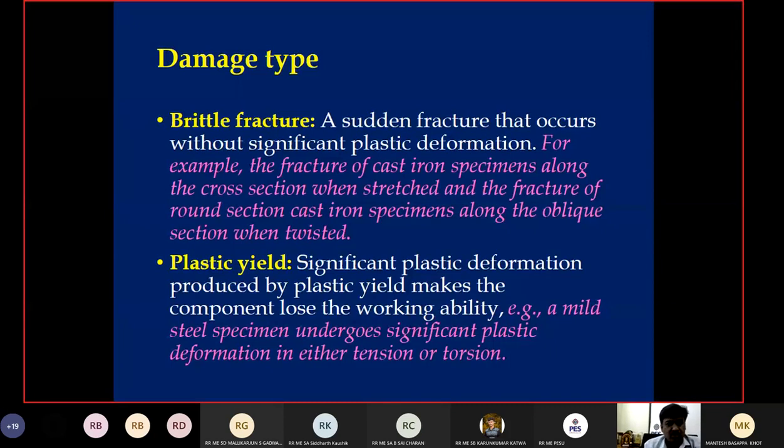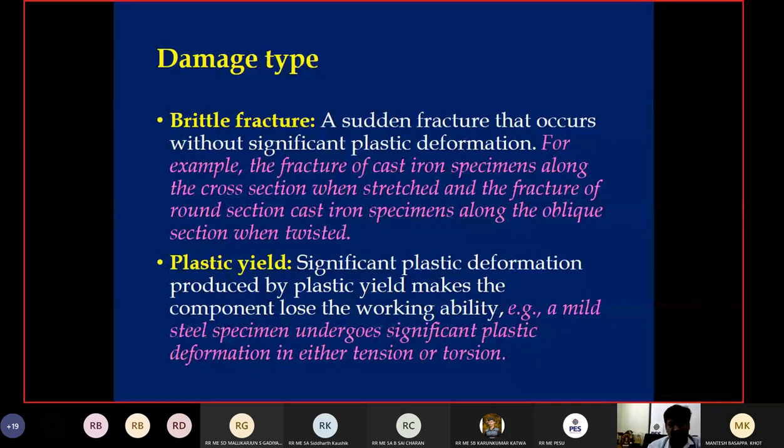You have various types of failures, but I've just included two: brittle failure and plastic yielding. Brittle fracture happens when the material does not deform as much as we expect, but has a marginal or negligible deformation, so it looks like a sudden break. That is a sudden fracture that occurs without any significant plastic deformation. Though we say it is a brittle failure, the plastic deformation you see in such a material would not be significant, as minute as possible.